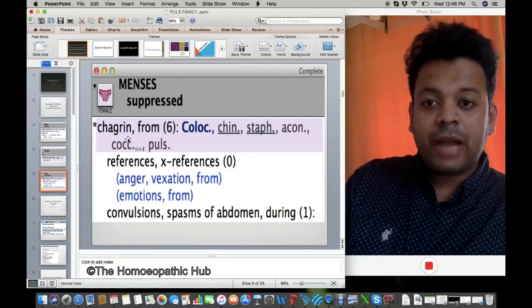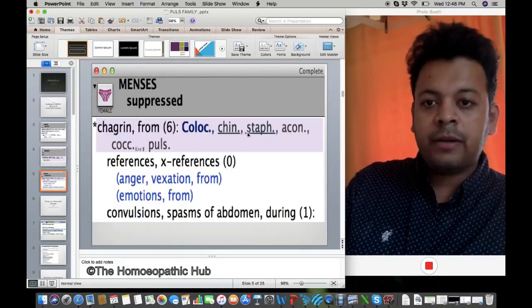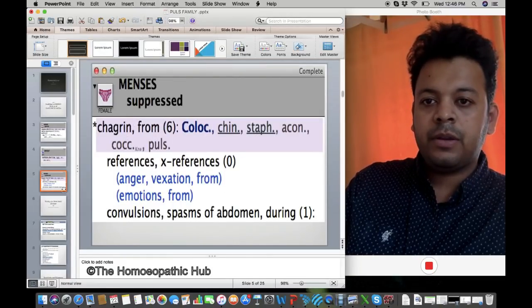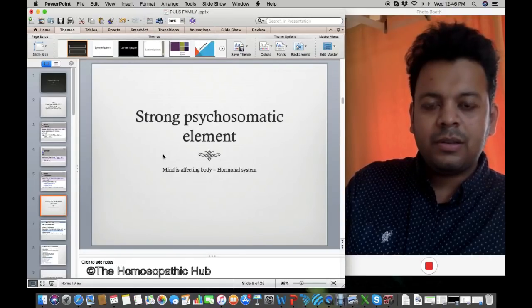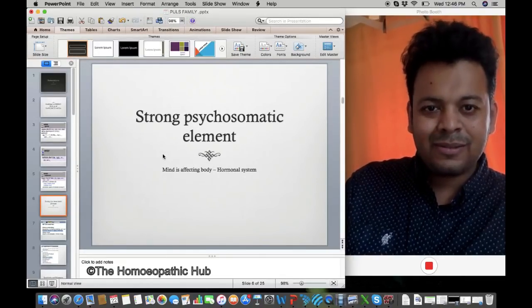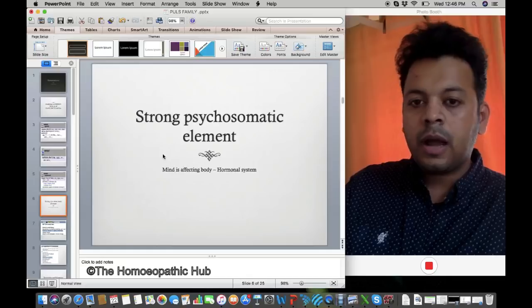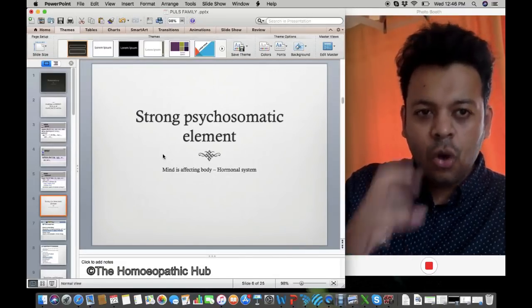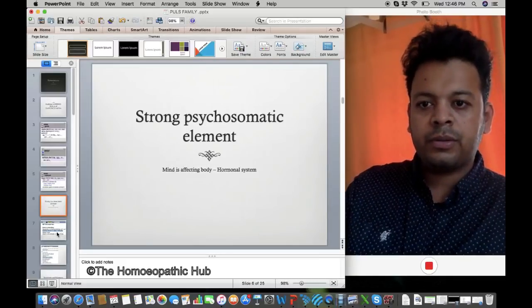Menses suppressed after chagrin, again a kind of indignant anger. Again Staphysagria, Aconite, Pulsatilla. What do we see here? We see there is a lot of relation of hormones, menses, respiration, and anger, insult, and chagrin. A strong psychosomatic component is there in this case.